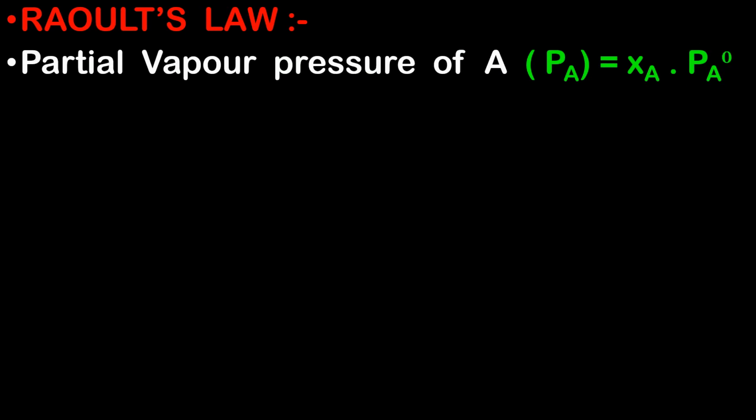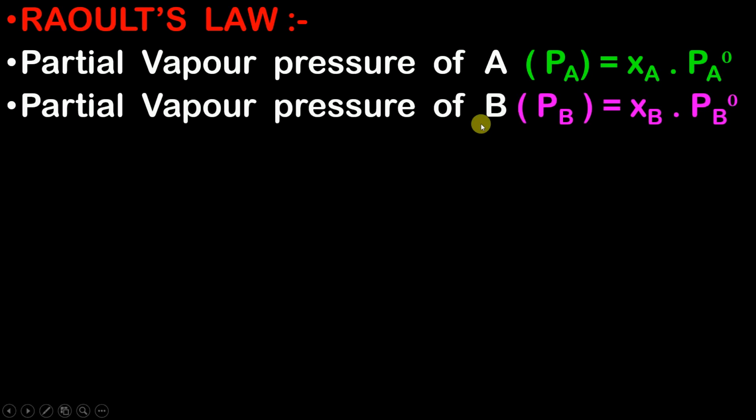Similarly, it tells us that partial pressure of B will be equals to mole fraction of B into vapor pressure of B. My bad guys. Partial pressure of B is equals to mole fraction of B into vapor pressure of B. Clear with this? I hope you have understood these two formulas.